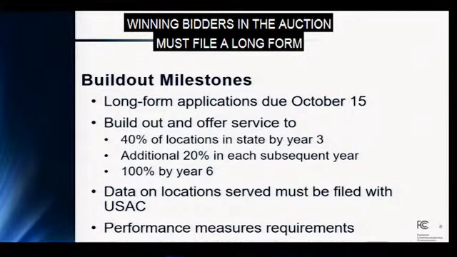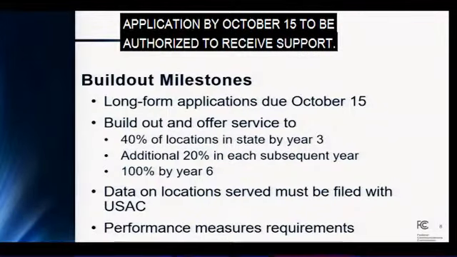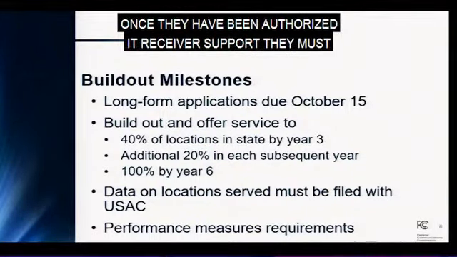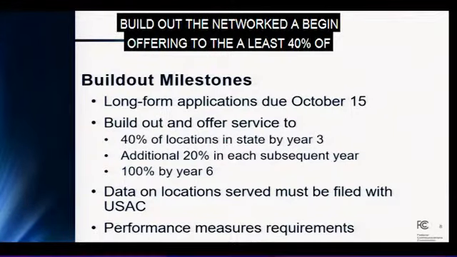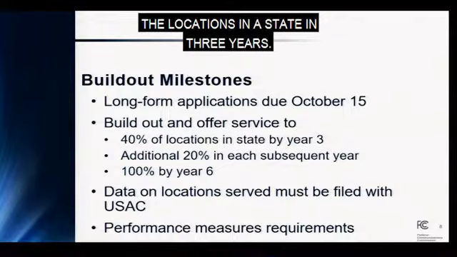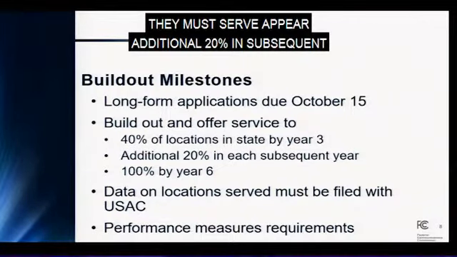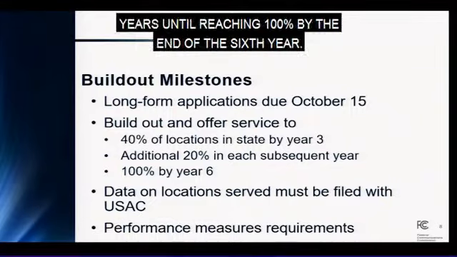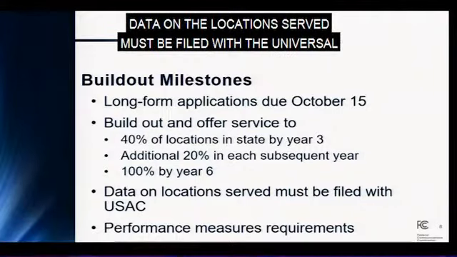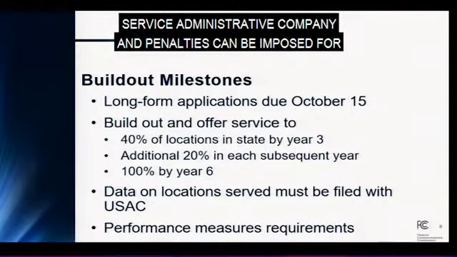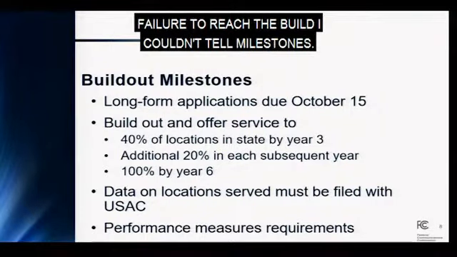Winning bidders in the auction must file long-form applications by October 15th in order to become authorized to receive support. Once they have been authorized to receive support, they must build out their network and begin offering service to at least 40% of the locations won in a state within 3 years. They must serve an additional 20% of the locations each subsequent year until reaching 100% of locations by the end of the 6th year. Data on the locations served must be filed with the Universal Service Administrative Company, or USAC, and penalties can be imposed for failure to reach the build-out milestones.